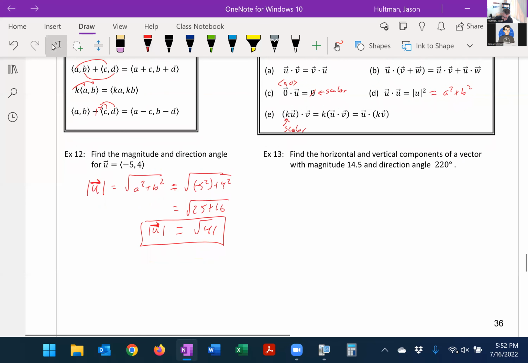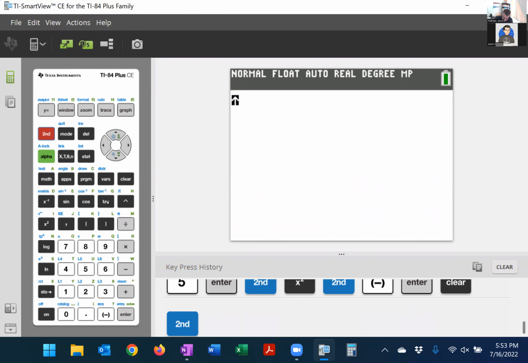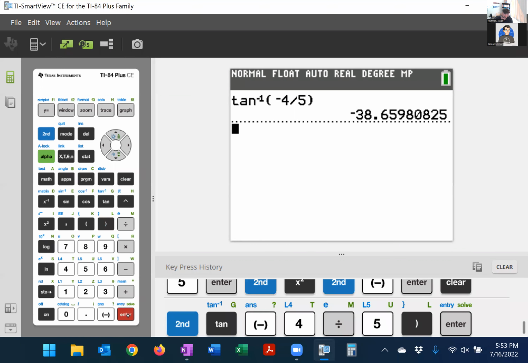Okay, let's find the direction angle. The tangent of theta is equal to b over a. b is the second component, and a is the first component. So this is going to be equal to 4 over -5. If I take the inverse tangent of -4/5, I get -38, so that doesn't help me much.